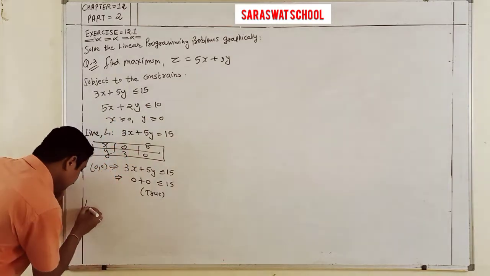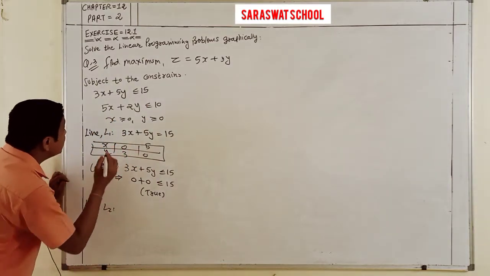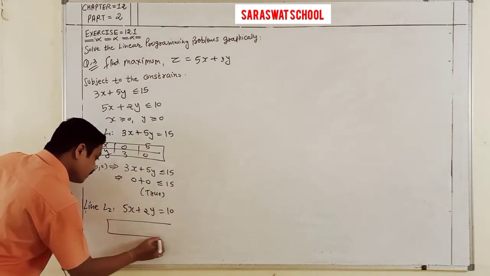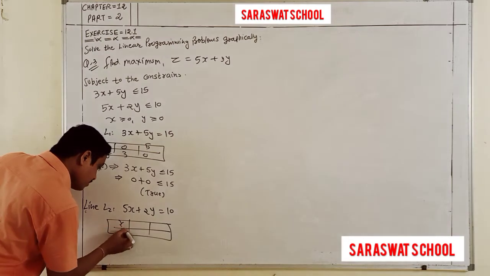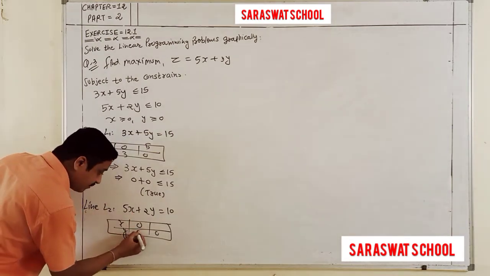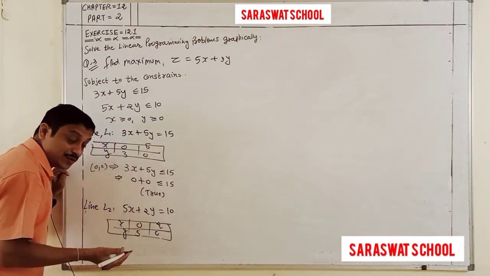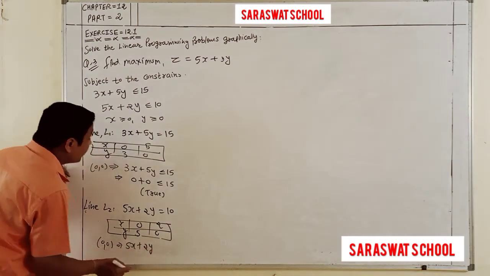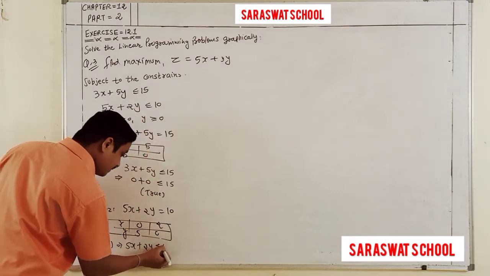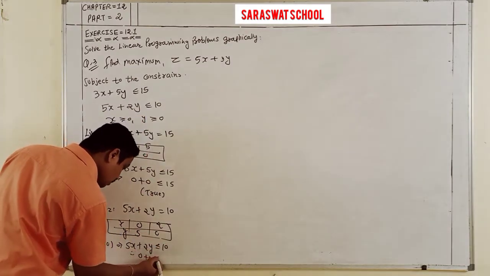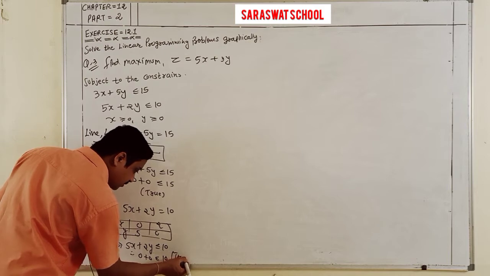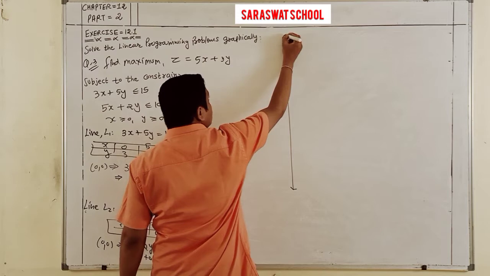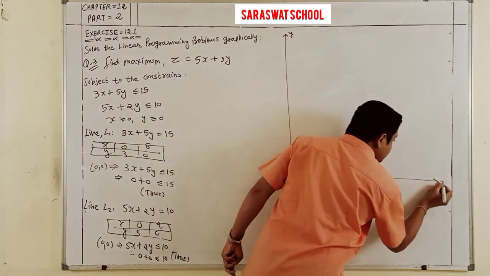Second line L2: my L2 line is 5x + 2y = 10. Same plotting: x = 0, y = 5; y = 0, x = 10 by 2, that is 2; and check about (0, 0). 5x + 2y ≤ 10: 0 + 0 ≤ 10, which is conformably true. It means your graph, easily you will plot here the x-axis and y-axis.